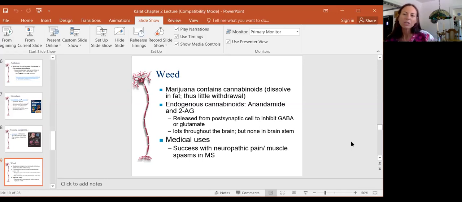And because of that, we don't get extreme withdrawal symptoms from marijuana. If someone stops smoking marijuana, it's going to get out of their body so slowly that they don't feel that real crash from it.